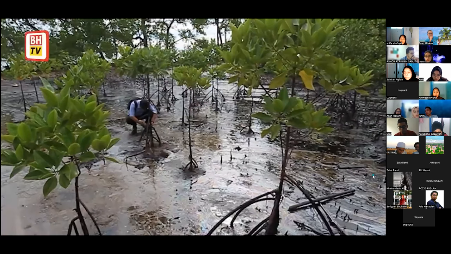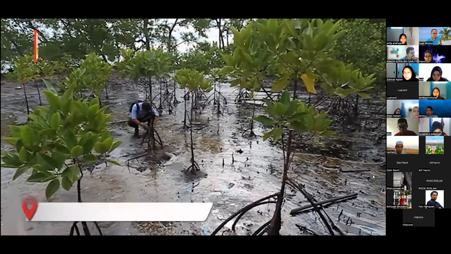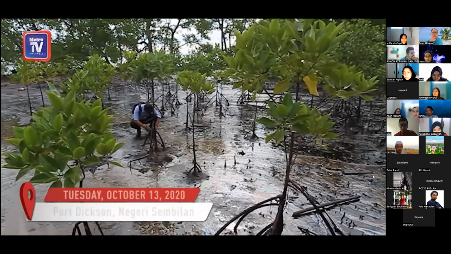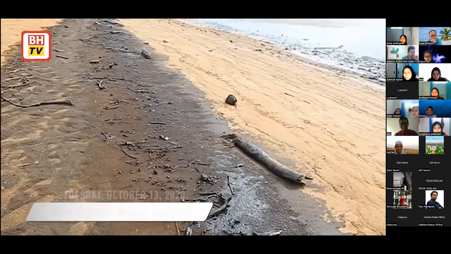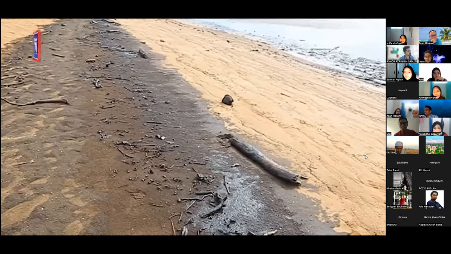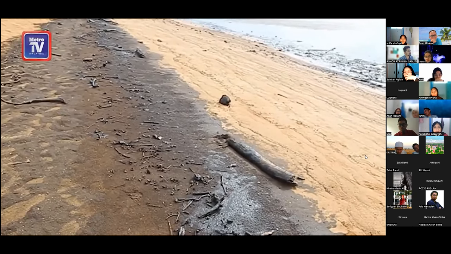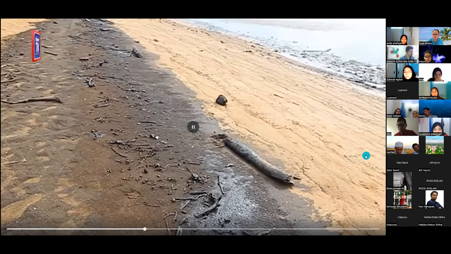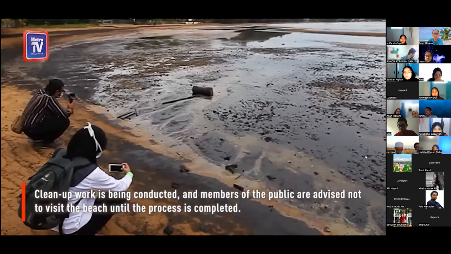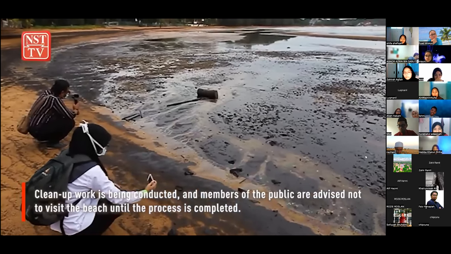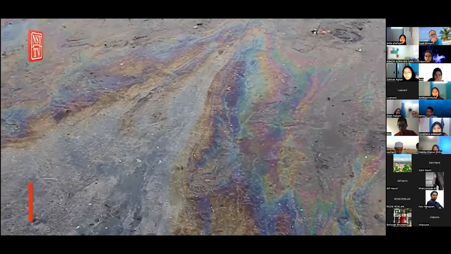The Department of Environment, DOE, is investigating an oil spill at Pantai Cermin Batu 10 near Port Dickson, which has polluted about 3 kilometres of the coast. State Health Environment Cooperatives and Consumerism Committee Chairman S. Veerapan said oil samples have been taken and will be sent to the Department of Chemistry to determine the cause of the spill. He said cleanup work is being conducted and advised members of the public not to visit the beach until the process is completed.